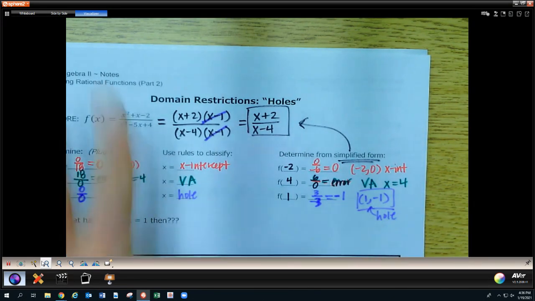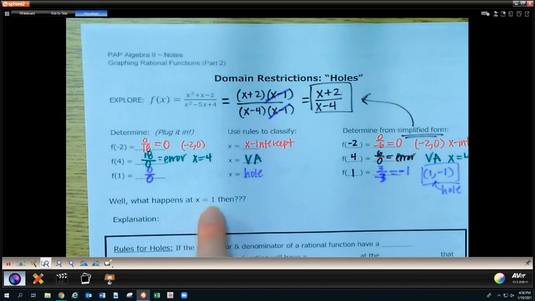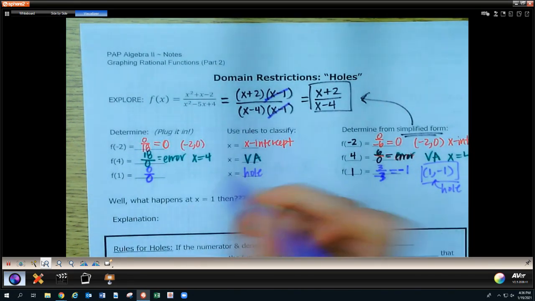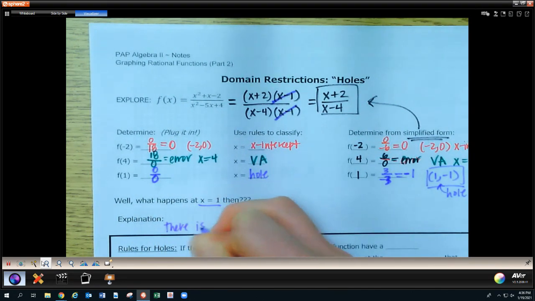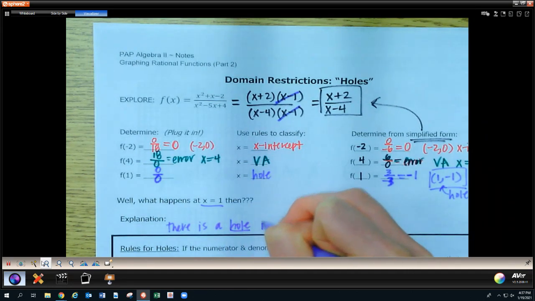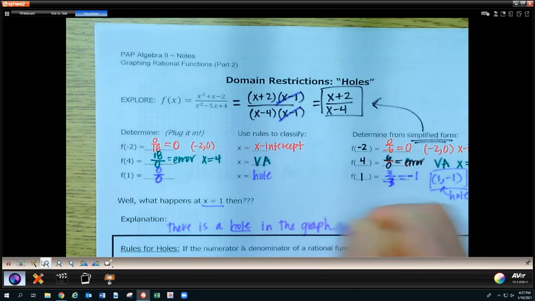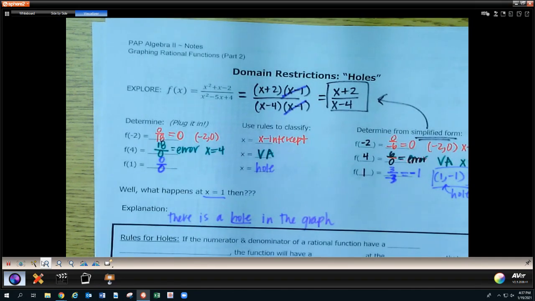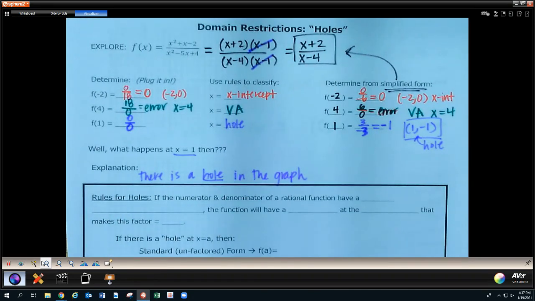So this was just for exploration. You're never actually going to be plugging in stuff like that. We're talking about what happens at x equals 1. There is a hole in the graph. Not an asymptote, but an open circle there. And so, rules for holes. We can fill in the blanks now.